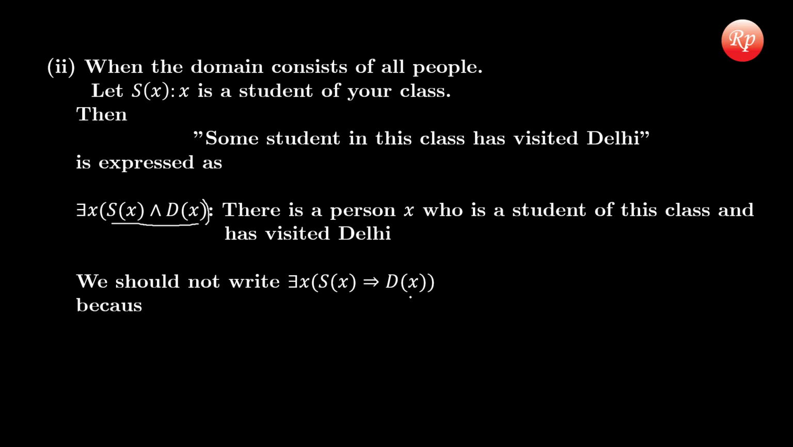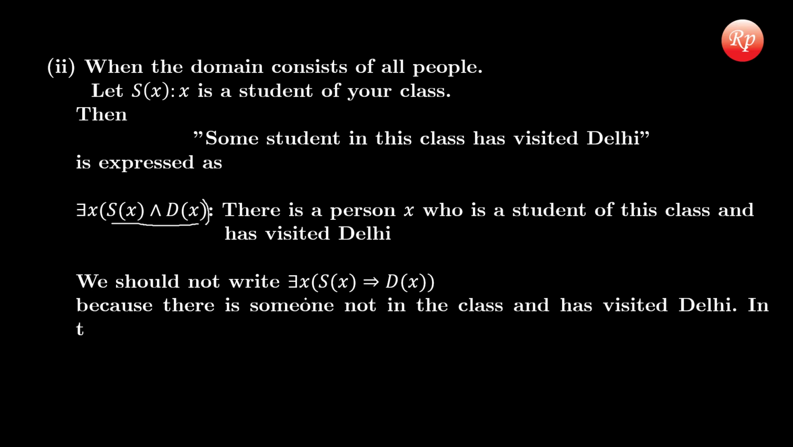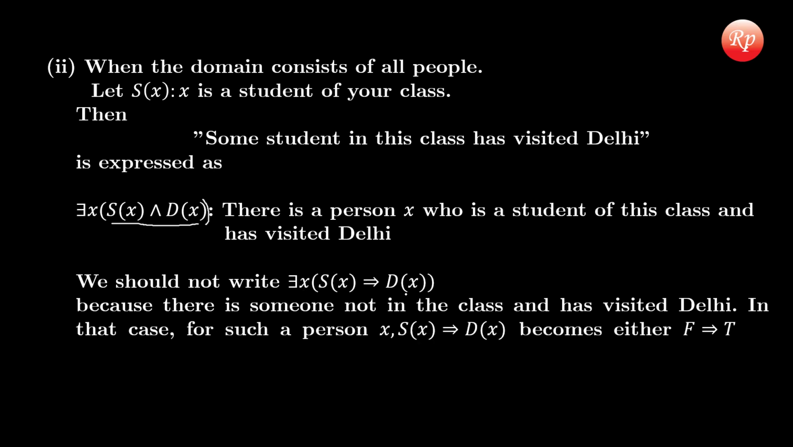Why? Because there is someone not in the class. If you pick any person x who is not in your class but has visited Delhi, then S(x) implies D(x) will be true, because S(x) will be false. The person picked is not a student of your class but has visited Delhi. So false implies true will be true. And also there is a person who is not a student of your class and has not visited Delhi. In that case also this will be true.